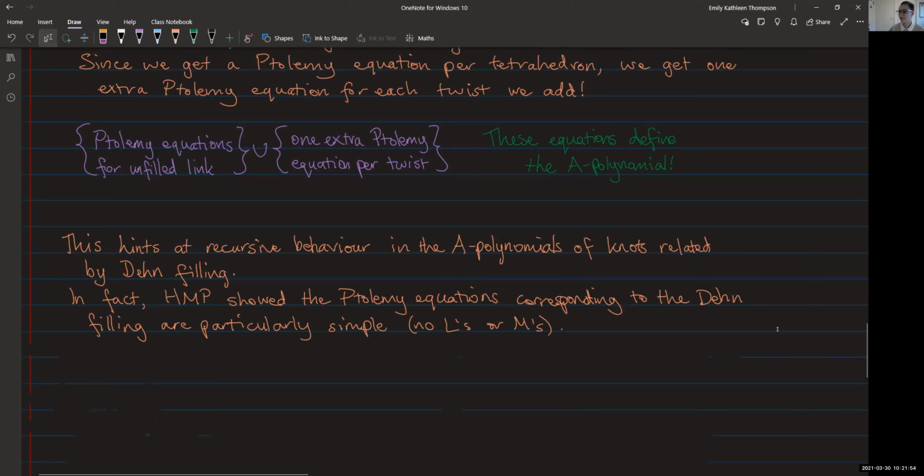And in fact, I've mentioned in my abstract something about cluster algebras, and I'm not talking heaps about them today, but this is where the cluster algebra connection is made. So the Ptolemy-like equations corresponding to the Dehn filling are kind of like exchange relations in a cluster algebra. And I don't think I'll say much more than that. If those words mean anything to you, then great, but otherwise, don't worry, they're just buzzwords.